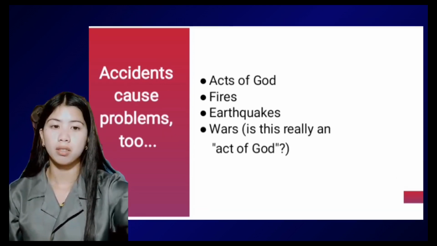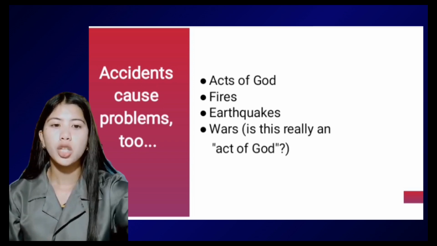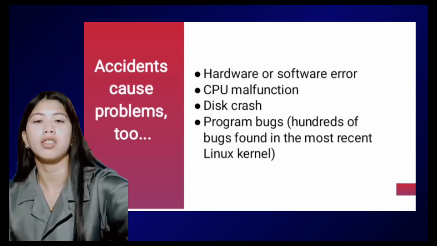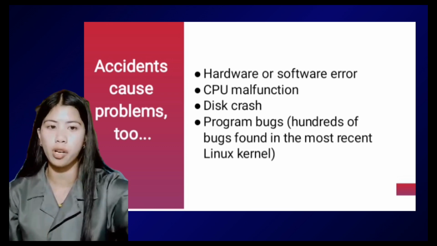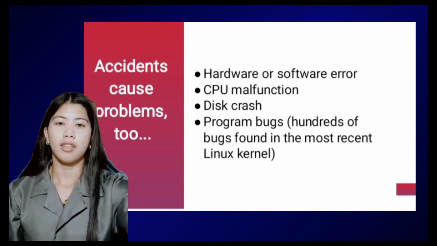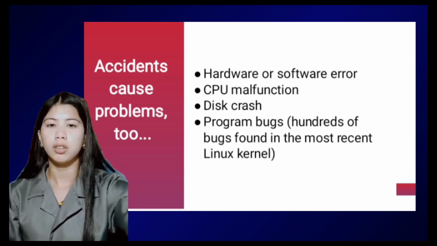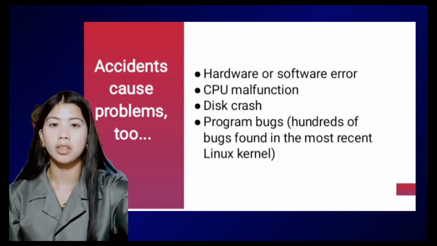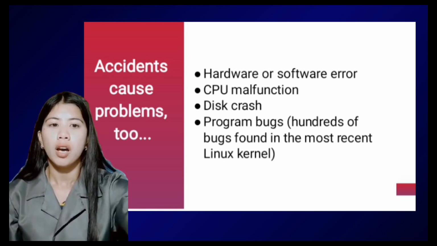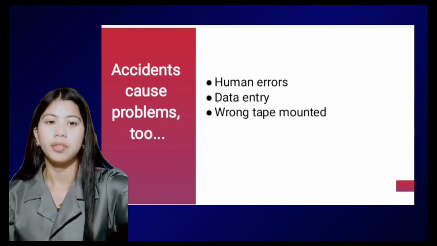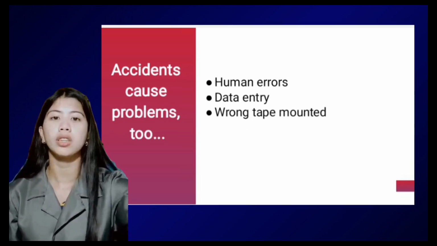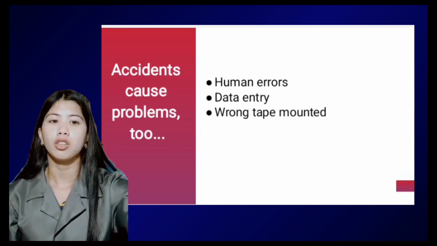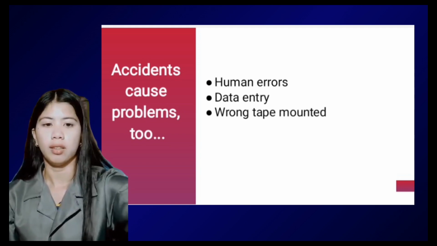Also, there are acts of God: fires, earthquakes, and wars. Also, there are hardware and software errors, such as CPU malfunction, disk crashes, and program bugs, with hundreds of bugs found in the most recent Linux kernel. Then there are human errors, such as data entry and the wrong tape mounted.